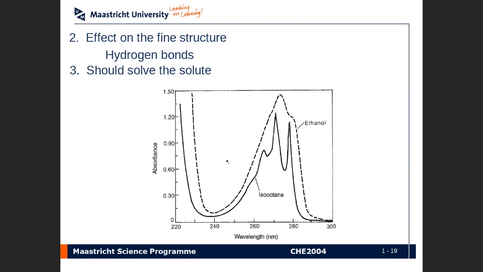You take the compound and you dissolve it in ethanol, and you lose that resolution. That's interesting. You can learn something there. In this case, you can learn that there's hydrogen bonding going on, for example. But still, you've got to be careful that you select the right solvents.